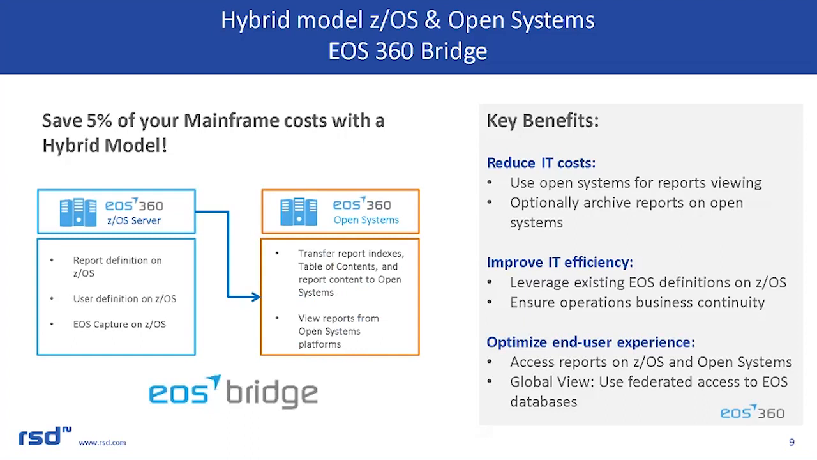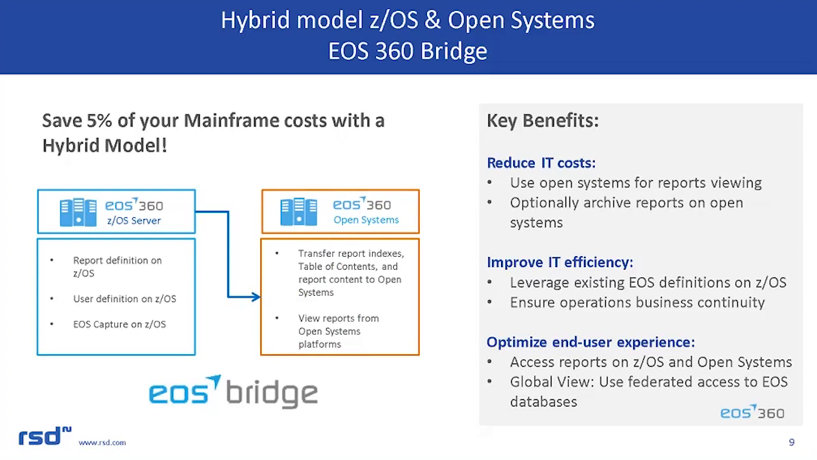The key benefits of this hybrid model are, first, it reduces costs. You're now using your open systems for report viewing. All those resources are not being used on z/OS anymore, and you can save on your monthly costs. And optionally, you now have the ability to archive these reports on the open system instead of z/OS, if that makes more sense in your organization.